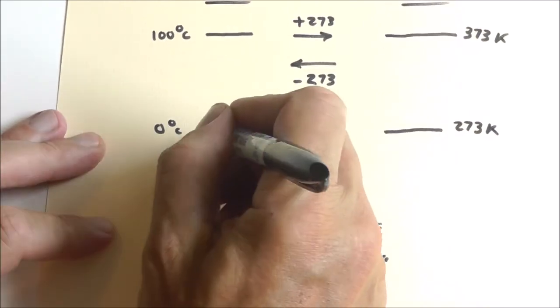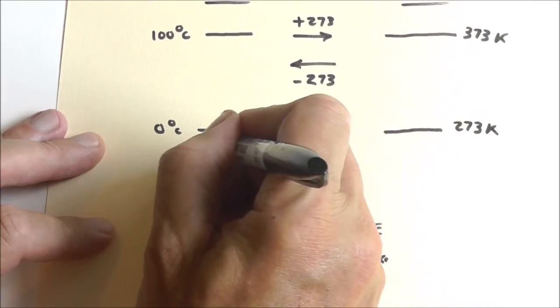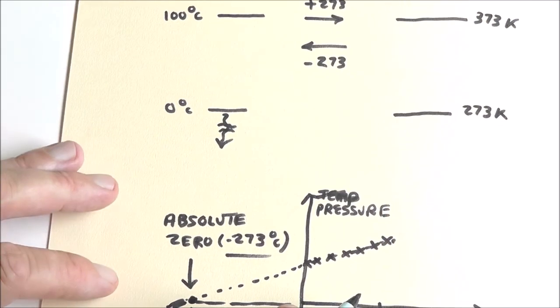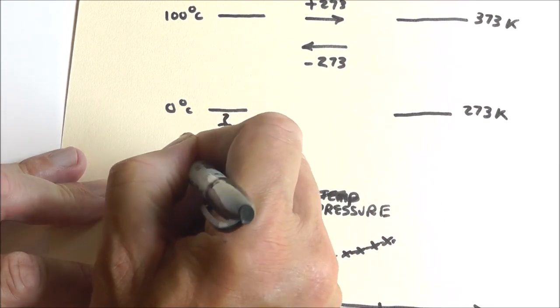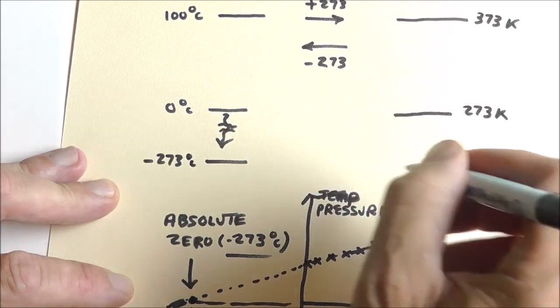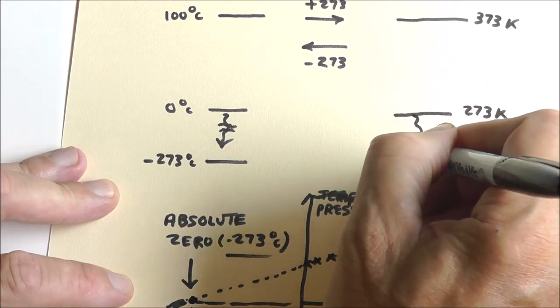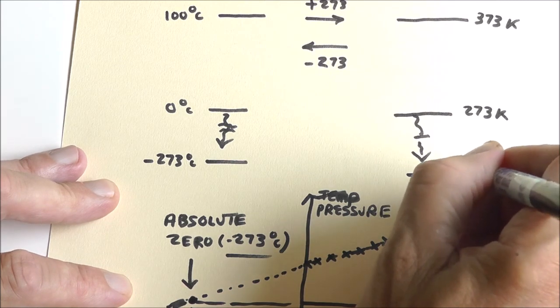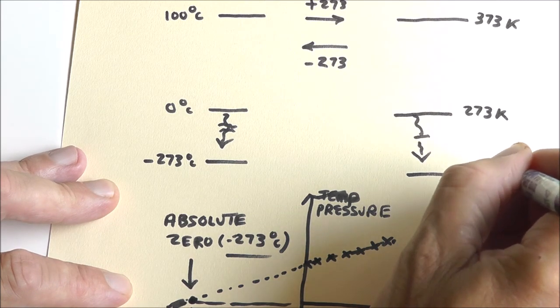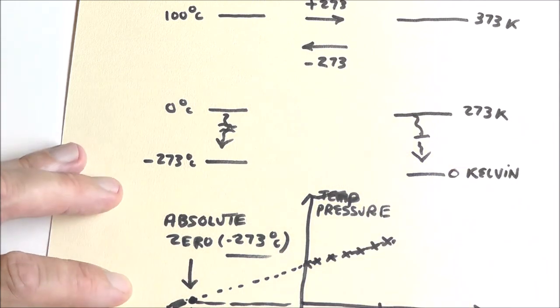So if we go all the way to the bottom here, maybe I'll do a little broken line to mean I can't fit it on the page, right? The rock bottom of temperature is negative 273 degrees C, and the rock bottom of temperature is 0 Kelvin.